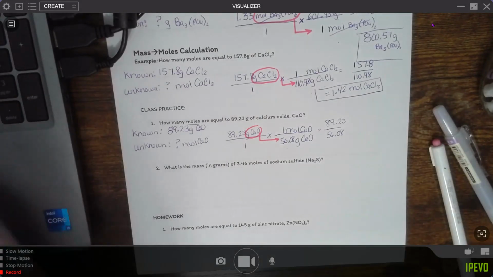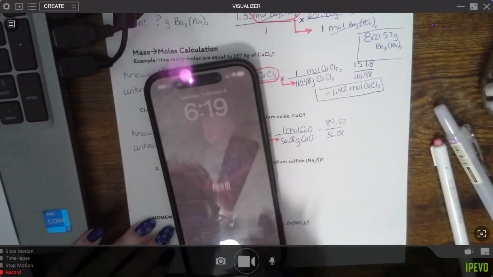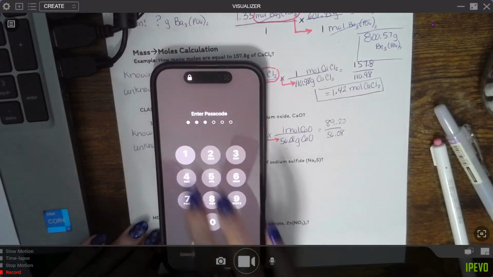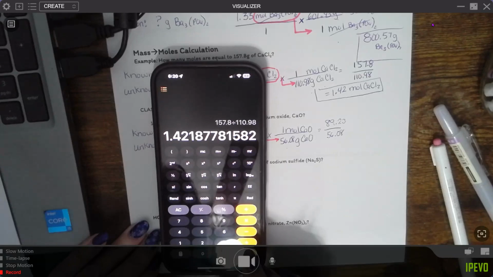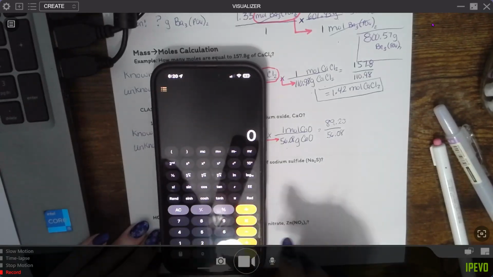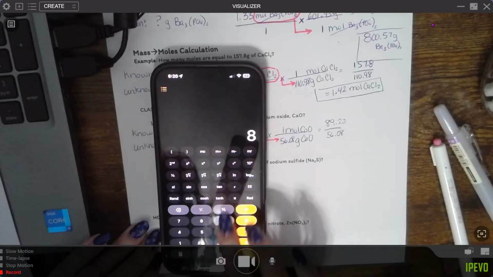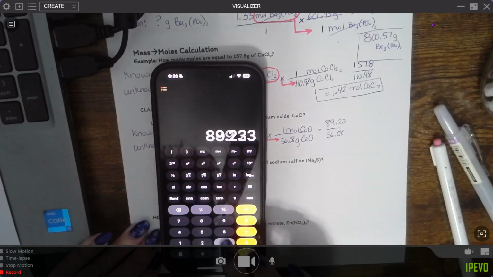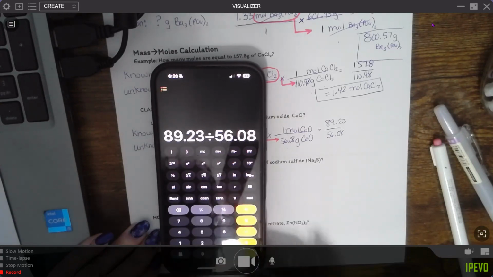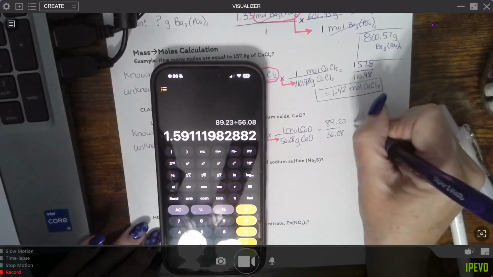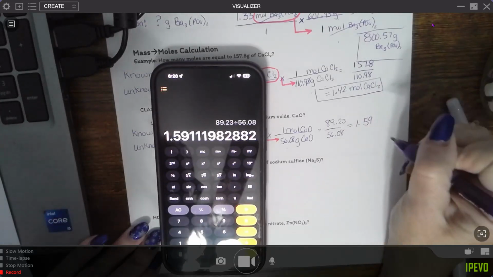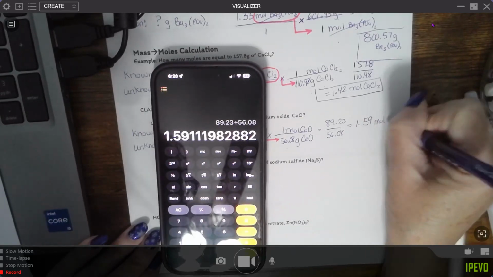I take 89.23 divided by 56.08. I'm going to get 1.59, and that's going to be moles of calcium oxide.